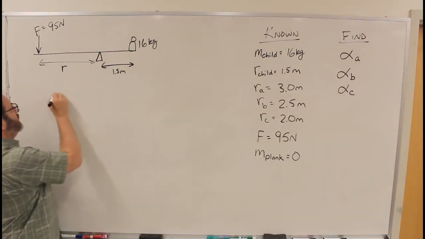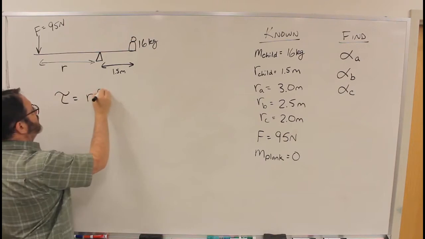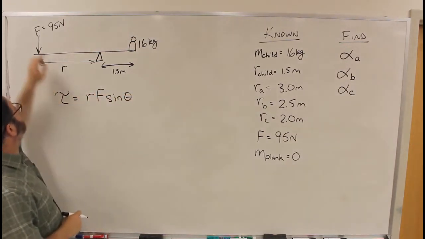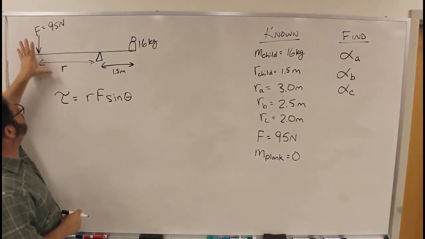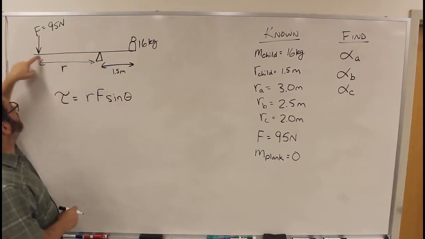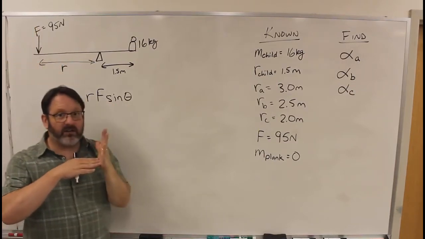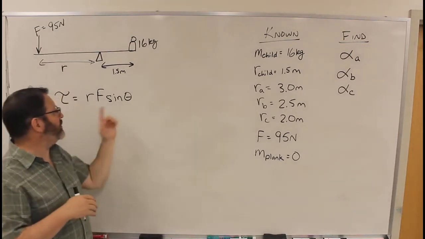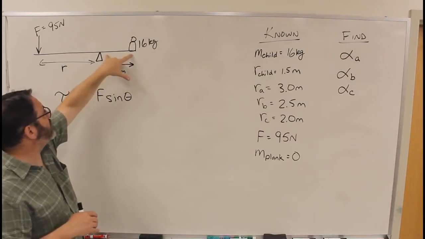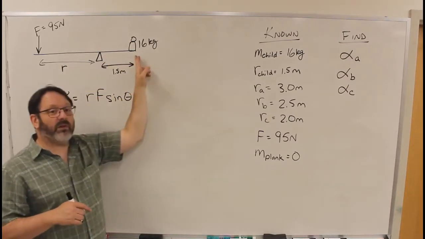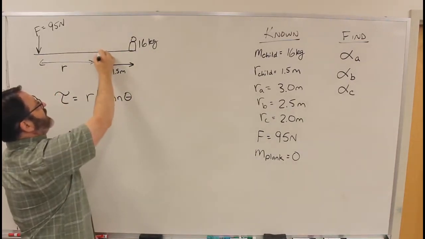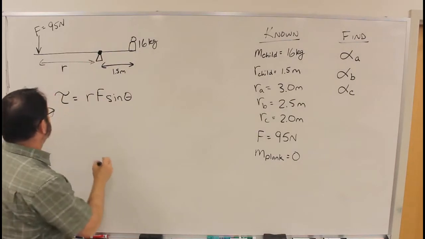Let's see. Torque is R F sine theta. Okay, definitely I have an R and an F on this side. Sine theta, what would theta be here? R is there, F is there, so 90 degrees. Sine of 90 degrees is going to be 1. That's nice. Over here, I've got R, and then my force is the gravitational force on that child. So, I should be able to calculate the net torque around that point.